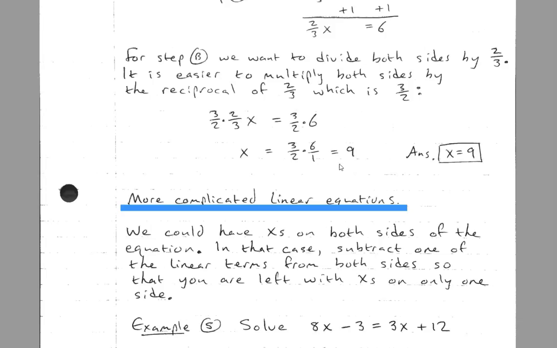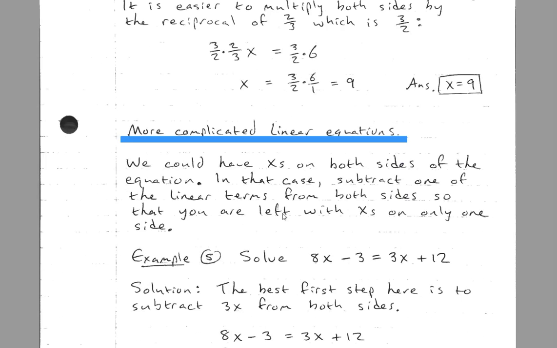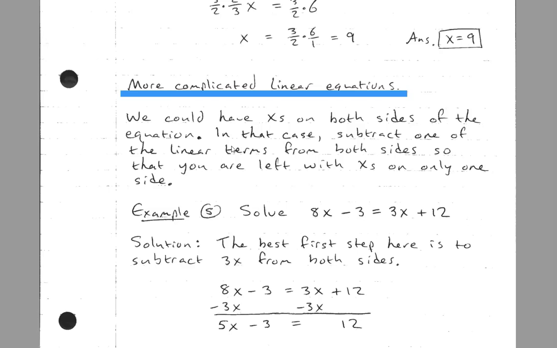All right, so that's, again, the basic type of linear equation. All right, so let's look at more complicated versions. So the first complication is we could have x's on both sides. And the idea in that case is to subtract one of the linear terms from both sides, so you end up with x's just on one side.